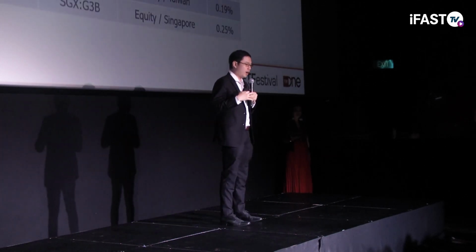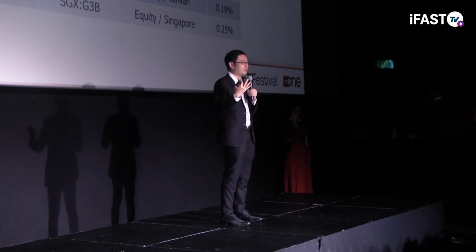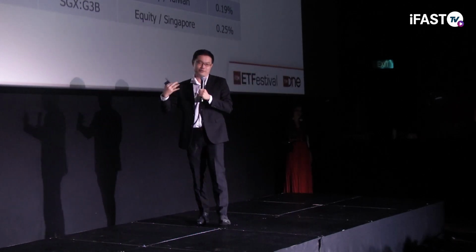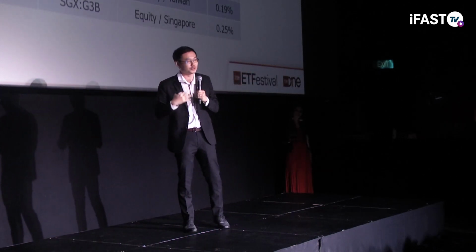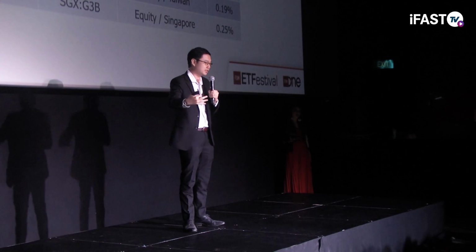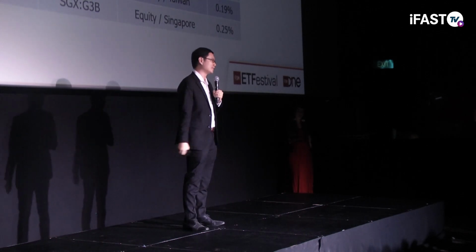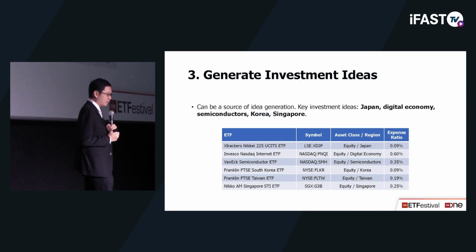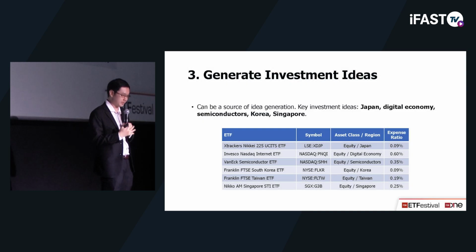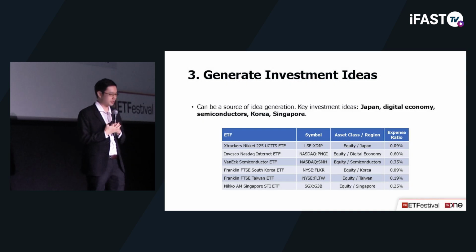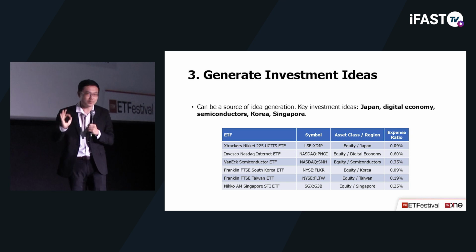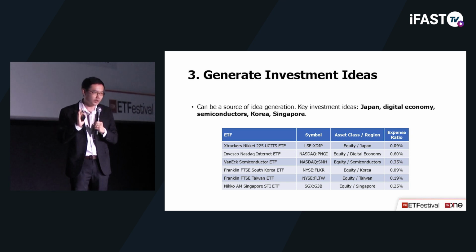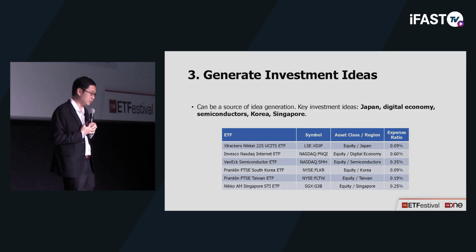Okay, so if you are on the lookout for money-making opportunities, so now you think you have a portfolio that is quite diversified and you just want to look out for the next money-making opportunity, you can also come to our ETF Focus List and use it as a source of idea generation. So on this slide, I've actually listed down some of the markets that our research team is positive on. Japan, digital economy, semiconductors. We are also positive on Korea because its economy is highly sensitive to semiconductor demand. So it will be one of the key beneficiaries of the AI revolution.